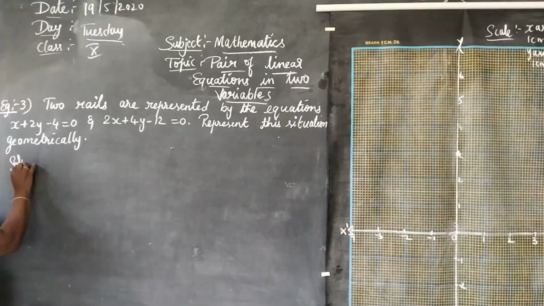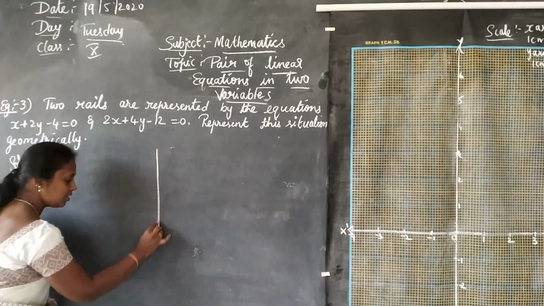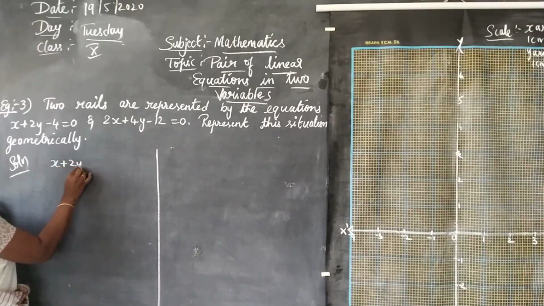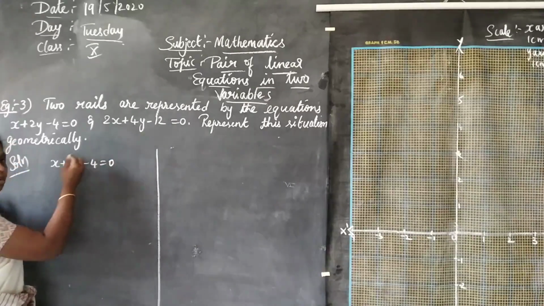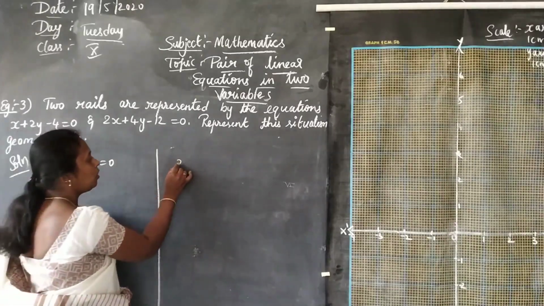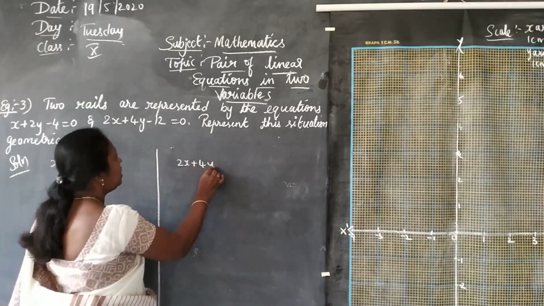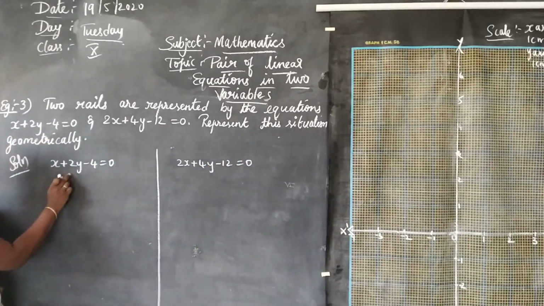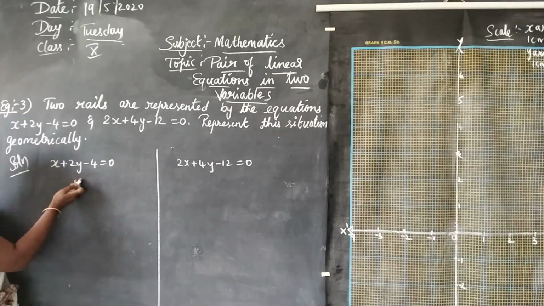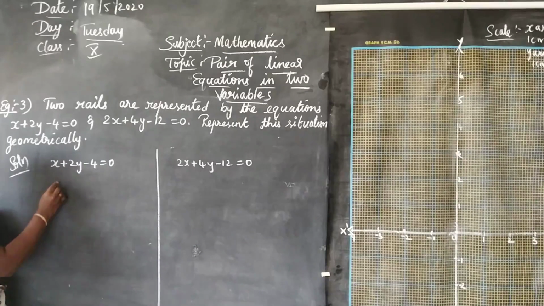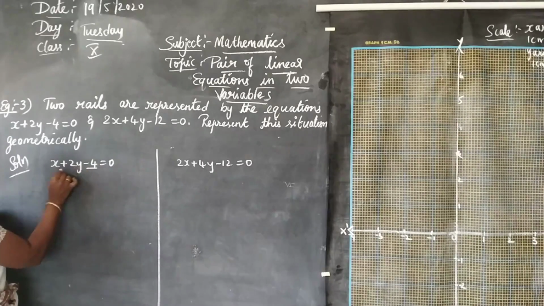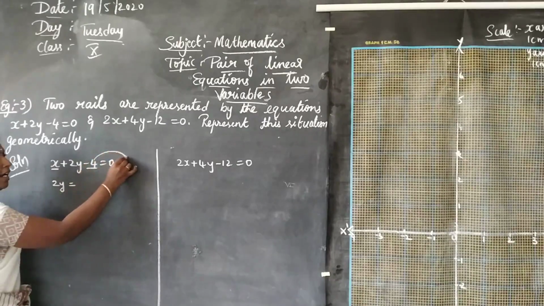The solution: take the two equations. Which are the two equations? x plus 2y minus 4 is equal to 0 and 2x plus 4y minus 12 is equal to 0. As I have told you earlier, you can find the value for either x or y. So as usual, let me find the value for y. Left hand side, 2y I keep as it is, and let me transfer this x and this 4 to the right hand side.